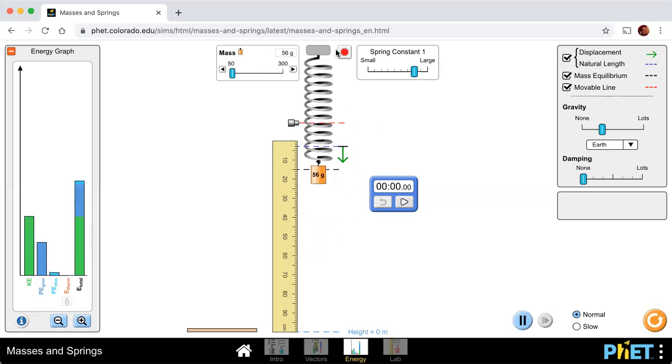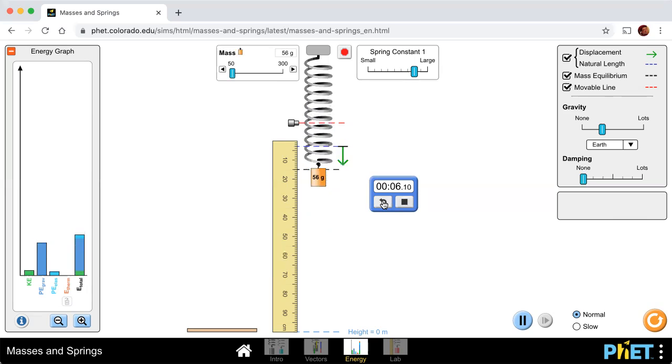Let's stop it. And let's start. 1, 2, 3, 4, 5, 6, 7, 8, 9, 10. And it's 4.8. Now this one you probably should do 3 times and get an average. So that's 0.48 seconds per period. Let's try it again.